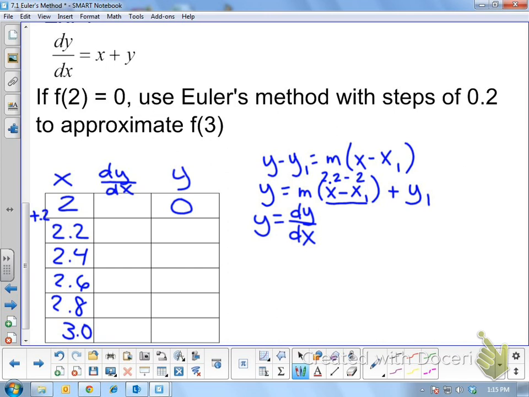Well, what's going to happen when we do our next one with these 2 points? If we do 2.2 minus 2, what are we going to get? 0.2. What about if we do 2.4 minus 2.2? 0.2. This stays the same all the time. So we call this, because it's the same amount of change, delta x, just so we don't have to keep plugging in to get the same answer over and over again. Delta x is our step. So delta x is the step they ask you to use.